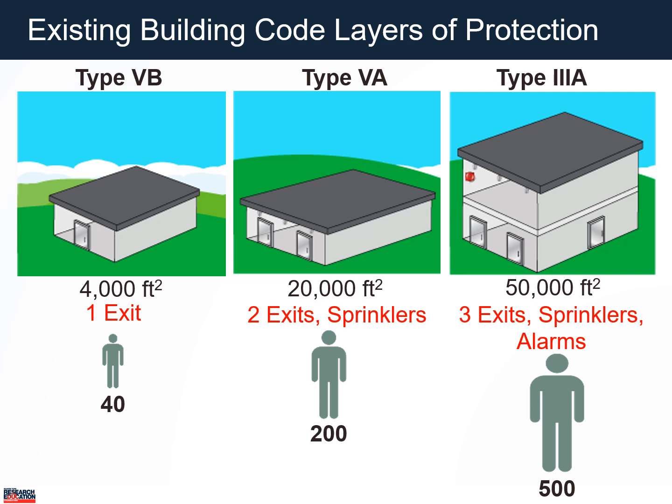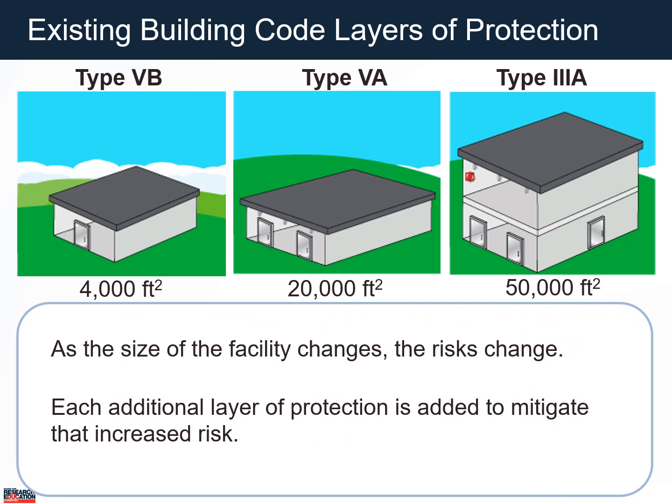When we compare the 4,000 square foot office building to the 50,000 square foot office building, we see that both are used for the same purpose, an office, but we've increased the fire resistance rating of the construction and the number of exits. We've added fire sprinklers and we've added a fire alarm system. All of those are layers of protection added to the building. As the size of the facility changes, the risks change. Each additional layer of protection is added to mitigate that increased risk.